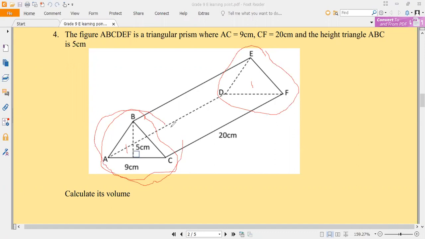Why do I emphasize the base? Always, that's what you need to do. Because the formula for the volume, we say volume is equal to base area multiplied by height. That is the formula that we use. Now, base area, what is the shape of the area?